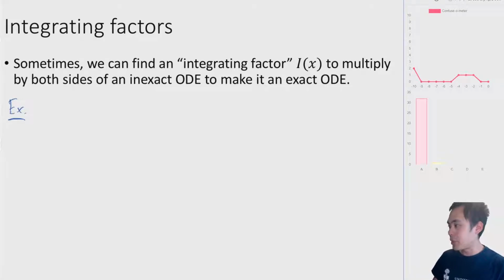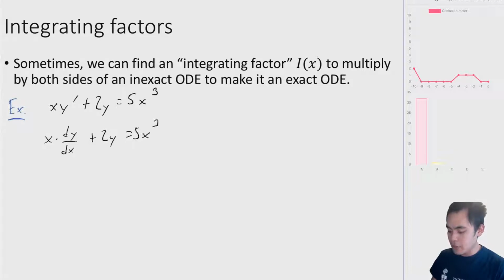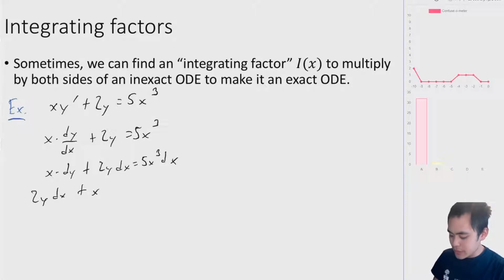So let's suppose that we started with some differential equation, xy prime plus 2y is equal to 5x cubed. Well, if you rewrite this, this is x times dy/dx plus 2y is equal to 5x cubed. If you multiply everything by dx, and then rearrange, let me do it in steps. So x times dy plus 2y dx is equal to 5x cubed dx. And if we rearrange that, we get 2y dx plus x dy is equal to 5x cubed dx.